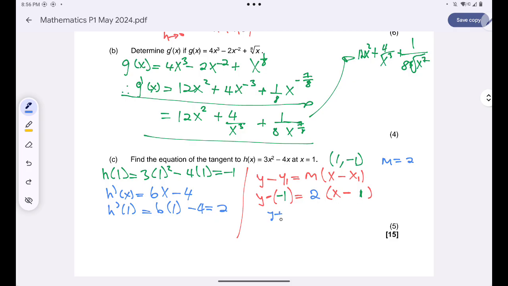This will give me y plus 1 is equal to 2x minus 2. So y is equal to 2x minus 3. The equation of my tangent is simply y is equal to 2x minus 3.